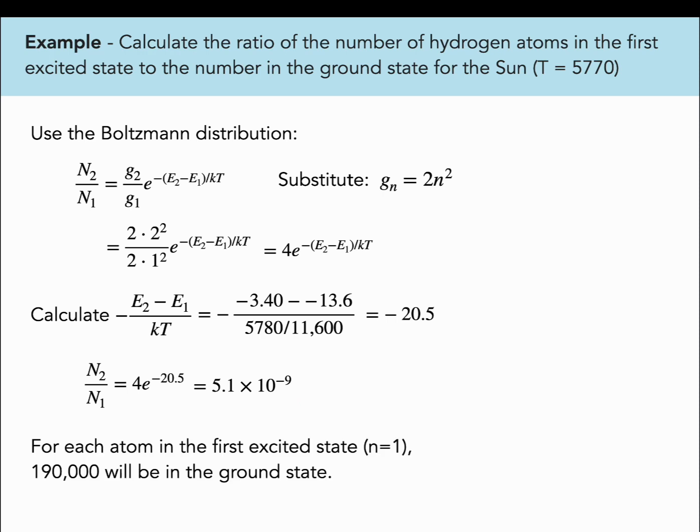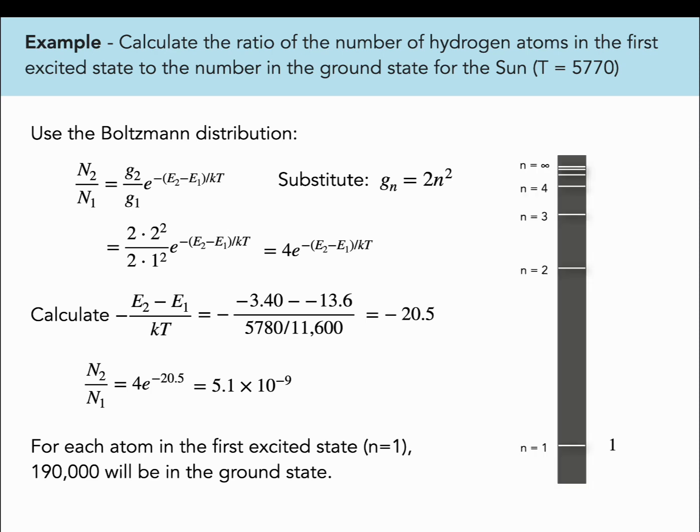So a very, very, very small fraction of hydrogen atoms are actually in that n equals 2 state compared to the ground state. Okay, so another way of visualizing this is, let's say that for every one atom in the ground state, you'll have 5.1 times 10 to the negative ninth in the first excited state.